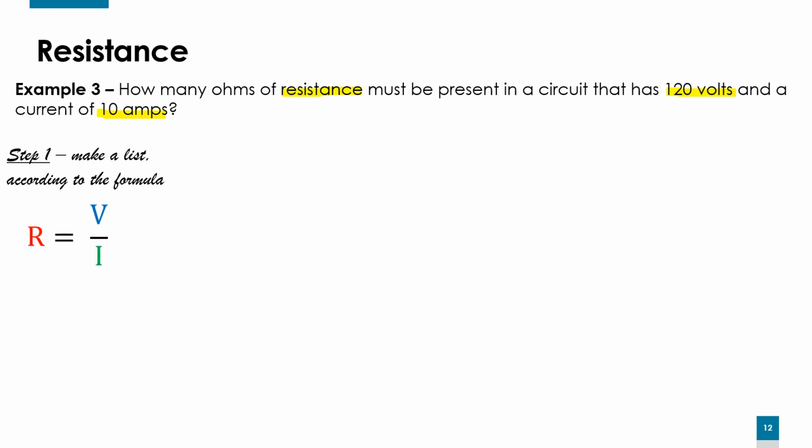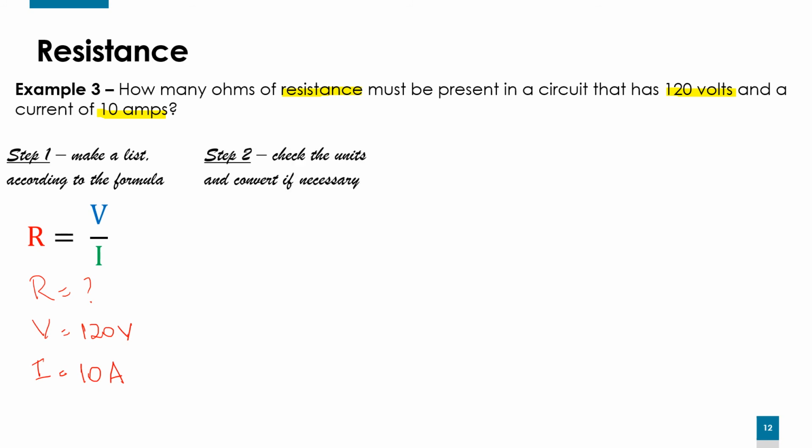First step, make a list. So let's go make a list. So resistance, I don't know. Voltage, 120 volts. And current, 10 amperes. Second step, the units. So resistance is going to be in ohms. My voltage is in volts, so it's right. And my current is in amperes, so also right.